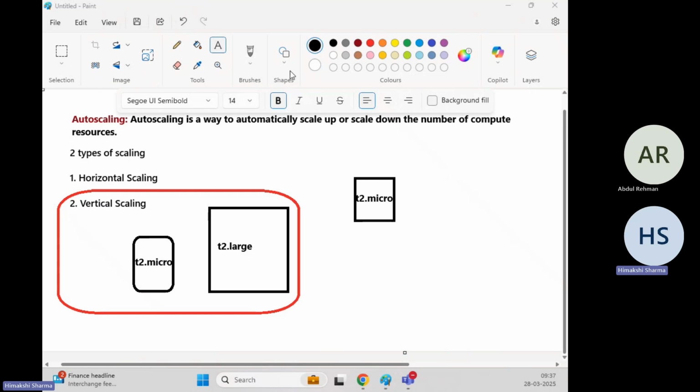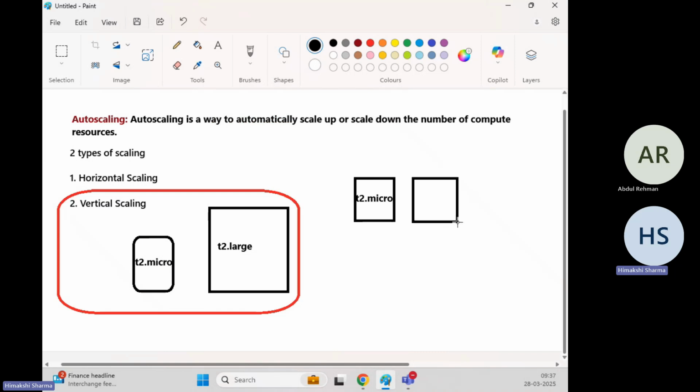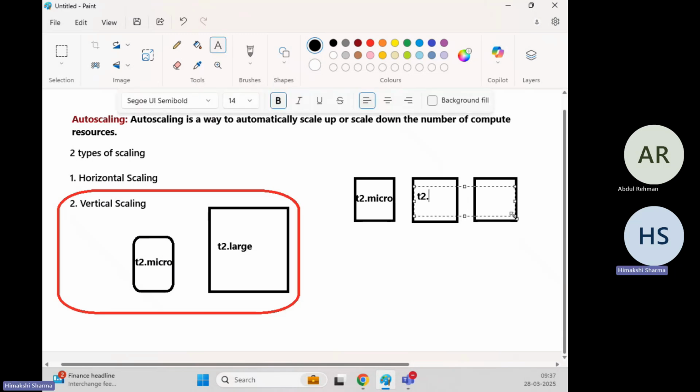So here we will need to have multiple EC2 instances, like 1, 2, 3, or as much capacity as we define. So here it will be like this. This one is also T2.micro and this one is also T2.micro. So here you are running multiple EC2 instances basically, right?